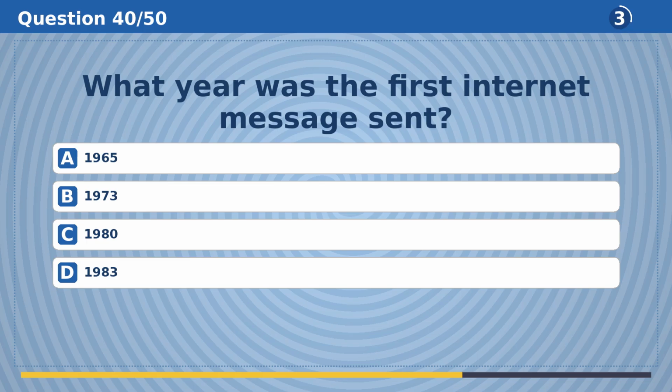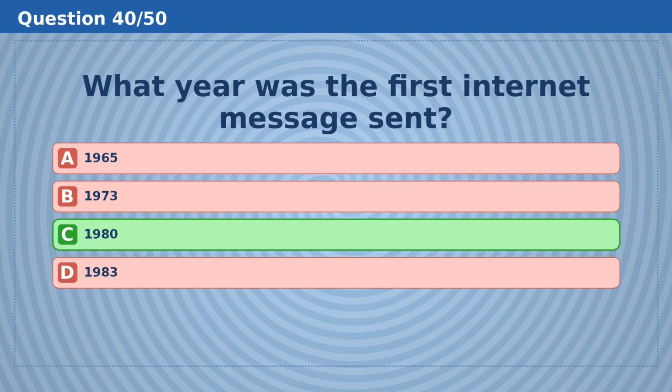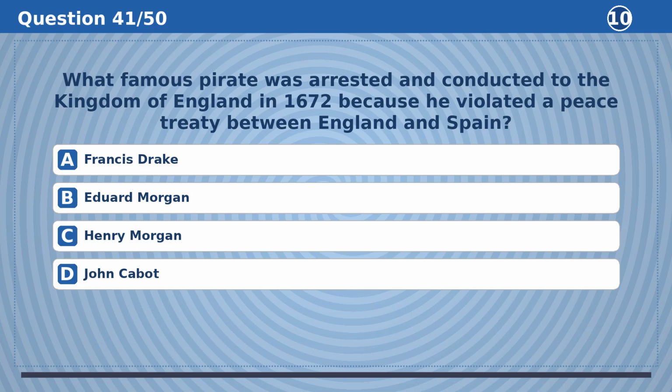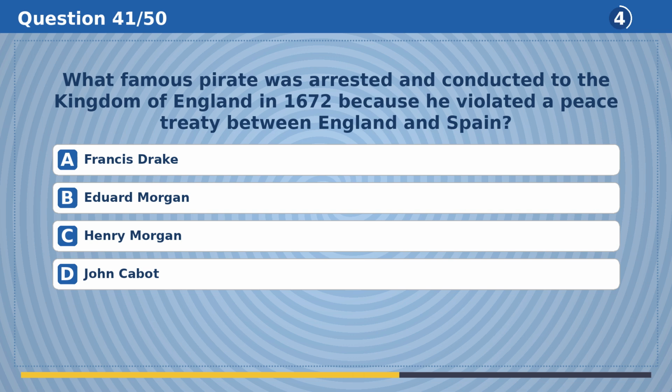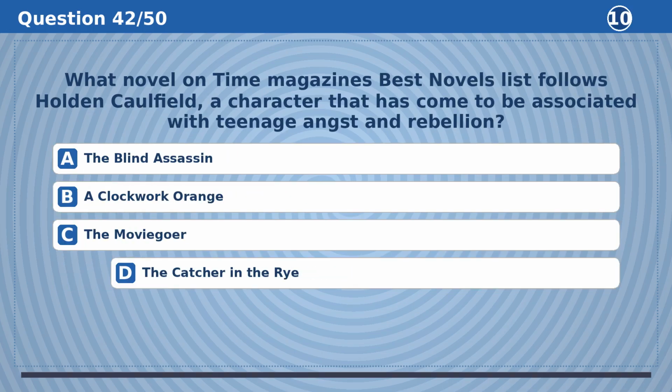What year was the first internet message sent? The answer is C. 1980. What famous pirate was arrested and conducted to the Kingdom of England in 1672 because he violated a peace treaty between England and Spain? The answer is C. Henry Morgan.